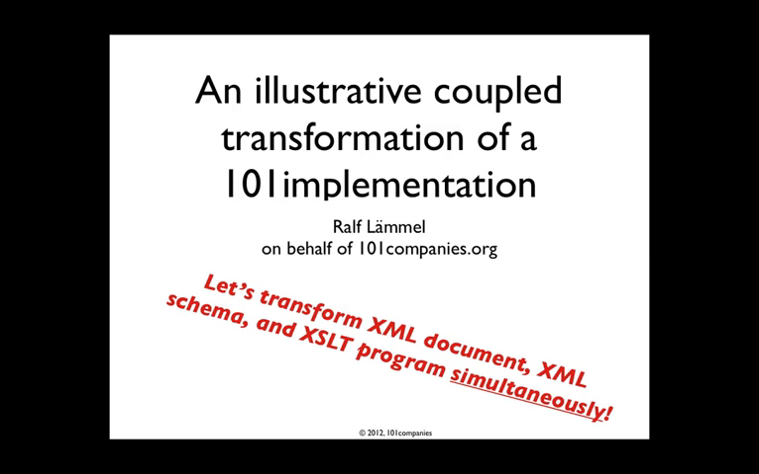This is Ralph Lemmel, and today I want to do a little re-engineering experiment with the 101 Companies project. So we will pick an XML-based 101 implementation that involves XML documents, XML schemas, XSLT programs with some dependencies between these artifacts. And we want to illustrate how we can transform, if you like, refactor these artifacts by a sort of coupled transformation, in the sense that multiple artifacts have to be changed simultaneously.